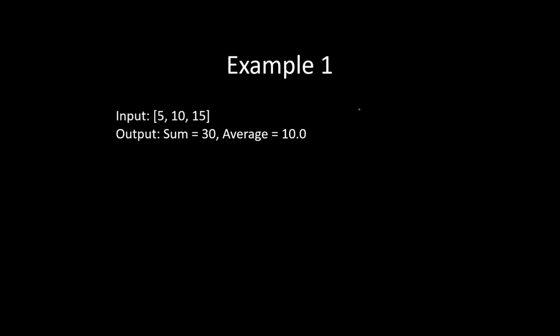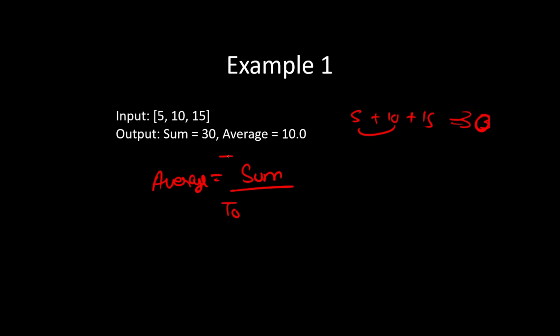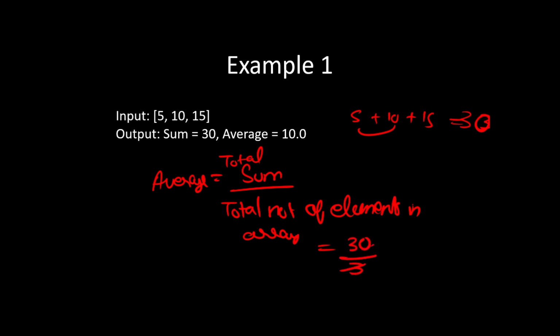So in this, the sum is basically 5 plus 10 plus 15, which will be equal to 30, and the average is basically the total sum upon the total number of elements in the array. Okay, so the sum is 30 and total elements is 3. So 30 divided by 3, the answer is 10. So the sum is 30 and the average is 10.